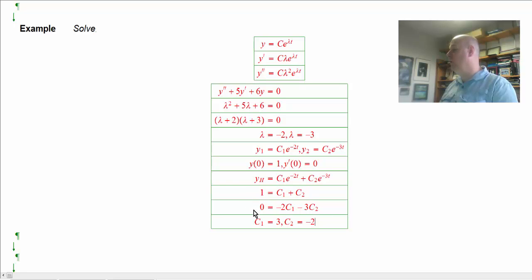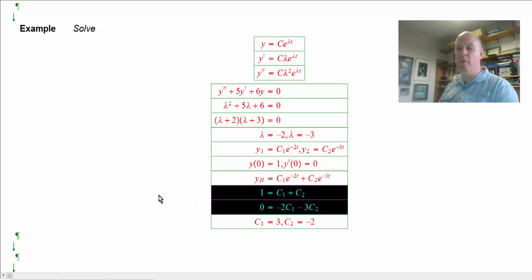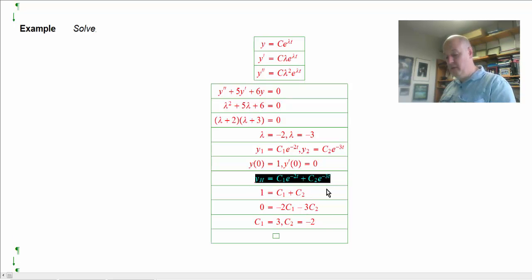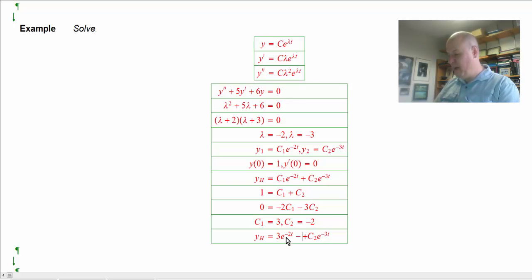So I solved these two equations by elimination. You could use substitution, whatever, or Cramer's rule if you want to get all linear algebra-y on it. Anything that's available, you're solving these two equations, two unknowns, and I get these two C's. I get C1 equals 3 and C2 equals minus 2. So now I've got a solution to the differential equation that satisfies both initial conditions and satisfies the differential equation.